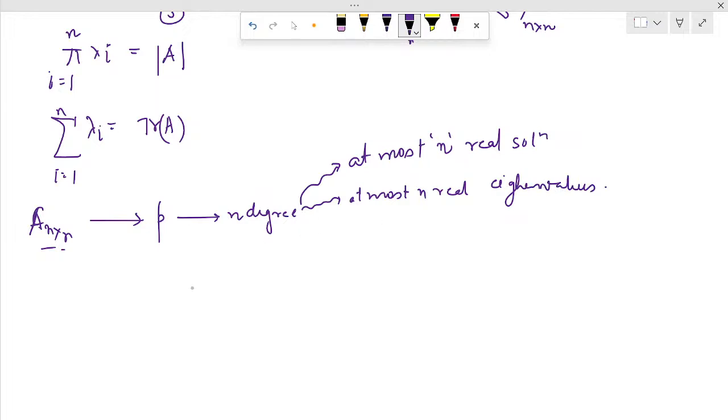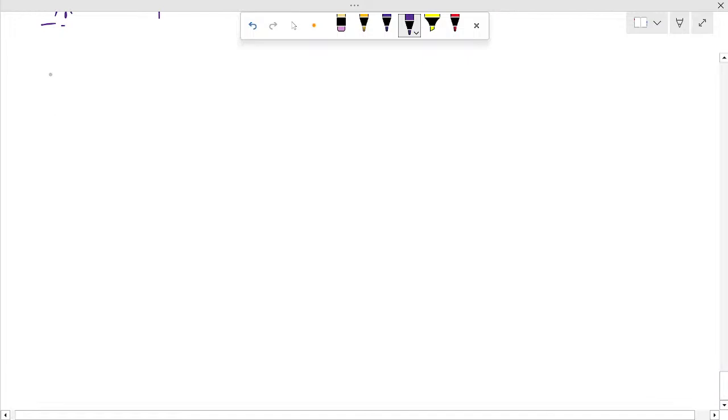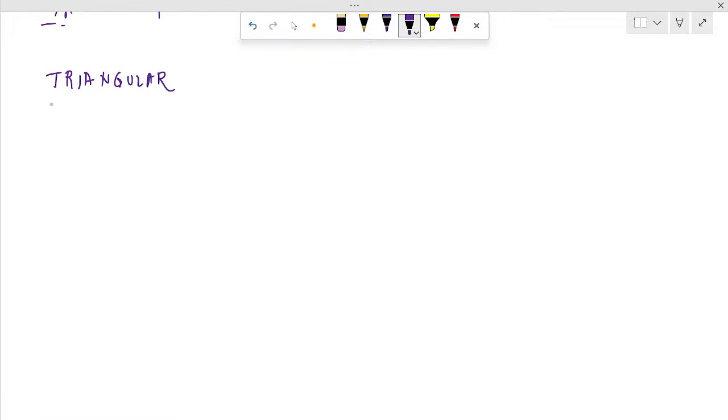Another important thing is with regard to something called a triangular matrix. If you have a triangular matrix, then always remember, what is a triangular matrix, by the way? I'll write it formally so that you are not confused. If you are given a triangular matrix, then always remember that the eigenvalues are nothing but the diagonal elements.